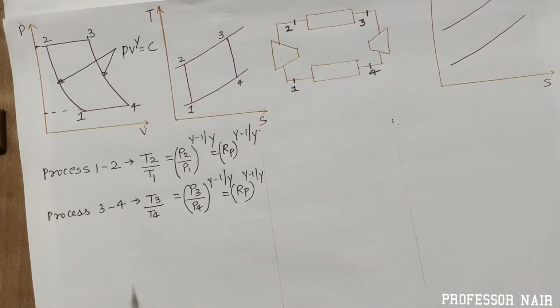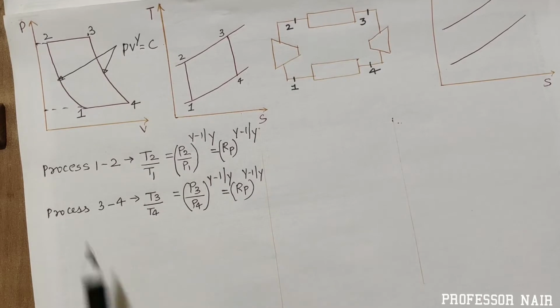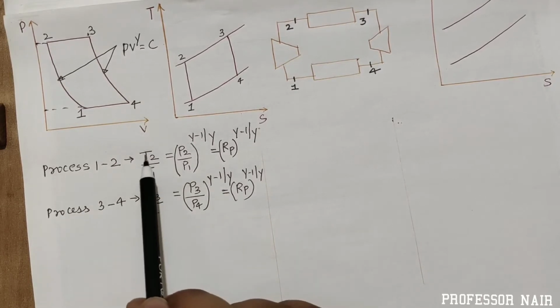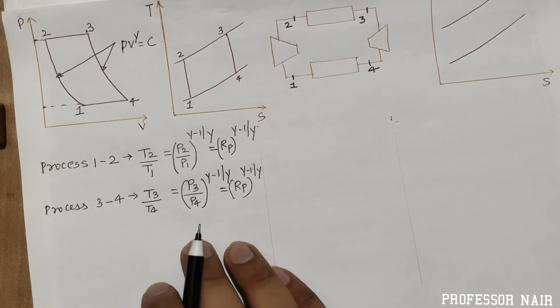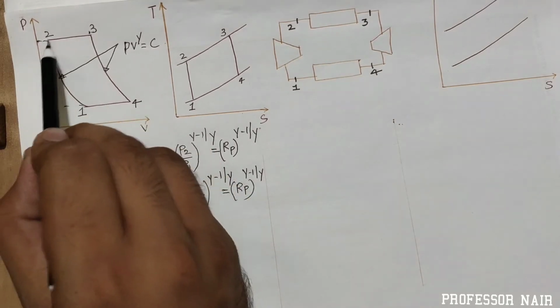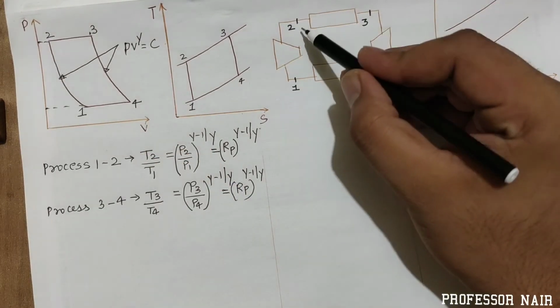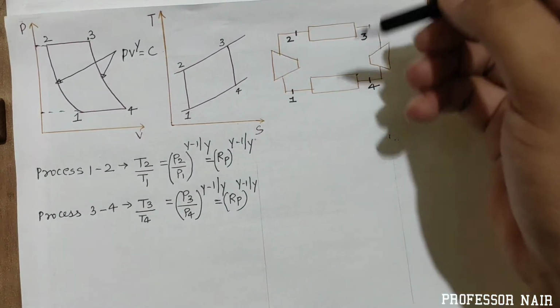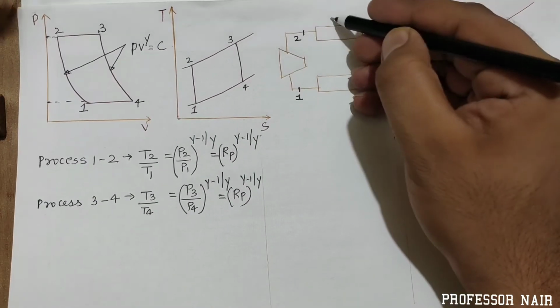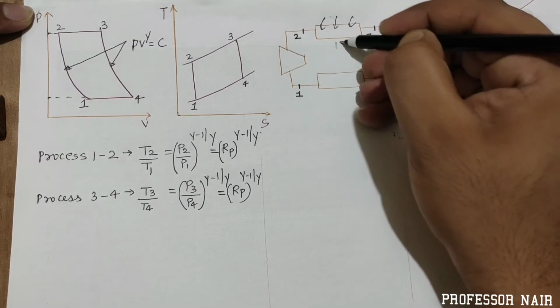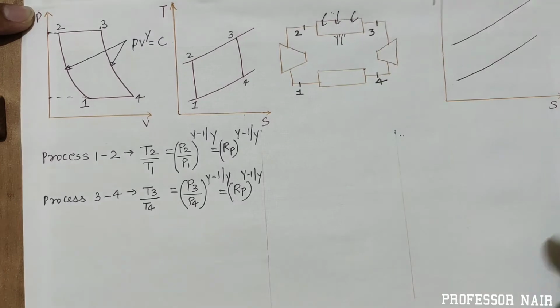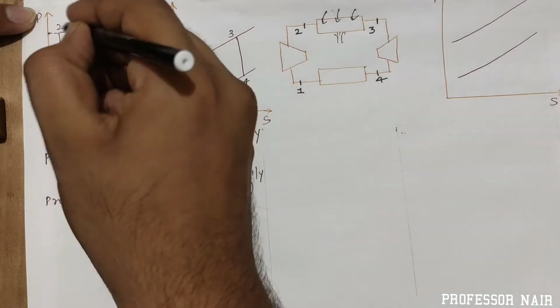So whenever there is a process 1 to 2 and 3 to 4 in a numerical, you have to keep this equation in mind. From here you can find either T2, P2 or T3, P3. This is really important. Okay, so moving forward, as we all know, process 2 to 3 is the heat addition process. Here I am going to add fuel as well as heat, right? So this is the heat addition process, heat supplied.